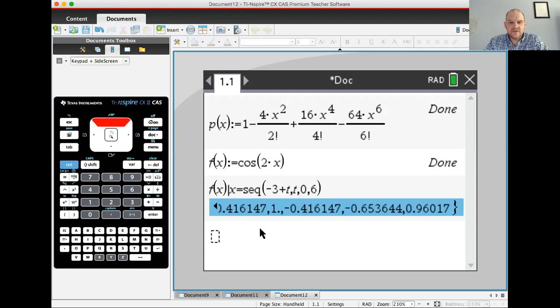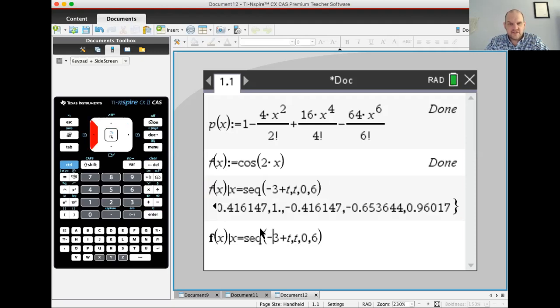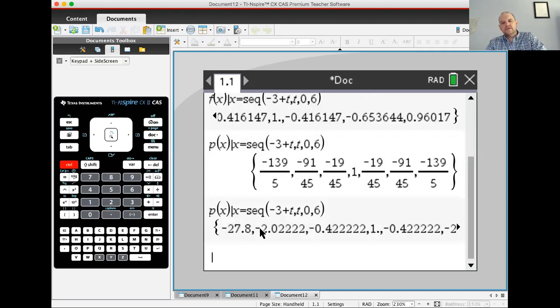I'm going to just change this f into a p. Okay, here we go. Look at all these 2's. What is happening here? All right, so it's terrible at -3, and we'll see that in a second when we look at the graph. It's off by almost 30.